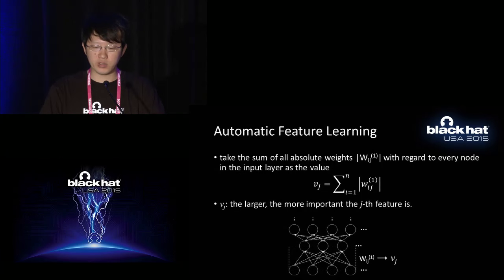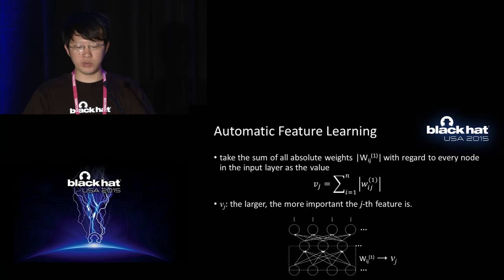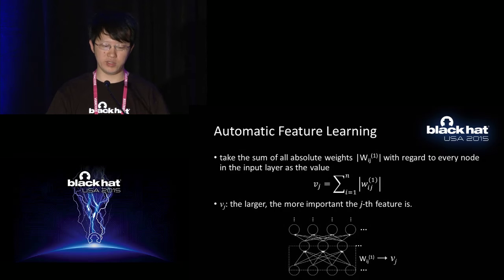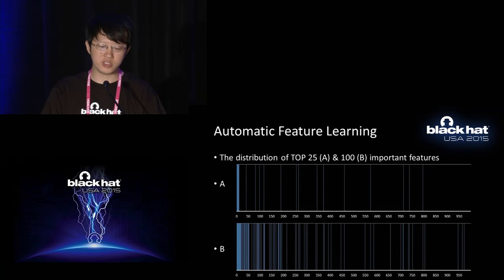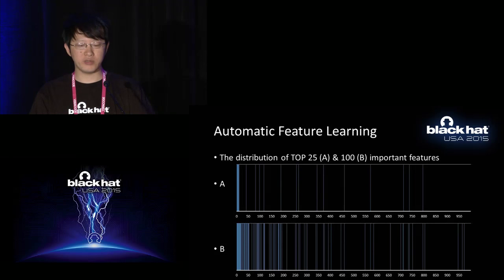As we talked about, besides protocol identification, automatic feature learning is also possible. By an algorithm, we get the degree of importance for every original feature. That's a formula, and I don't want to get deep into this detail, so let's see the automatic learning result directly. Figures A and B list the distribution of the top 25 and top 100 important features. It is obvious that the payload data in the front are very important for identification. From figure B, we can see most valuable features concentrate at the head of the distribution.